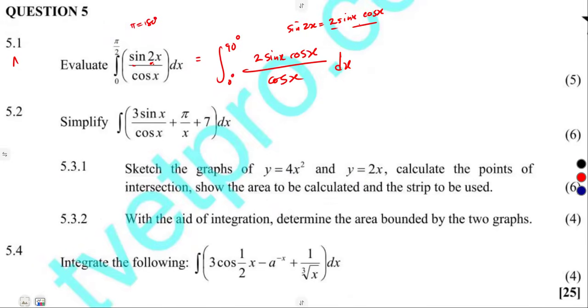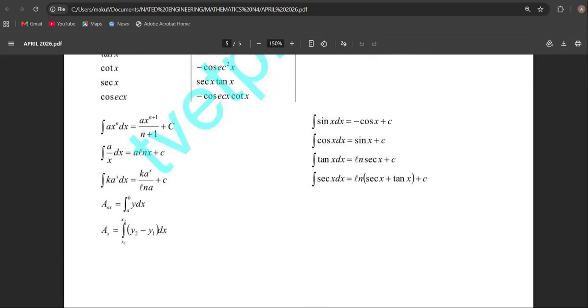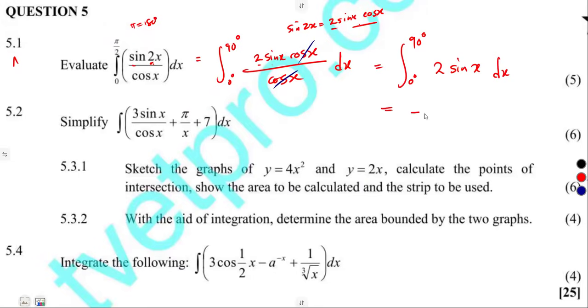All right. So here we can cancel the cos and the cos, and we're going to remain with the sine. Then integrate that sine. We can simply integrate 2 sine x with respect to x. If we integrate a sine, it is going to give us a negative cos, so that's negative 2 cos of x.